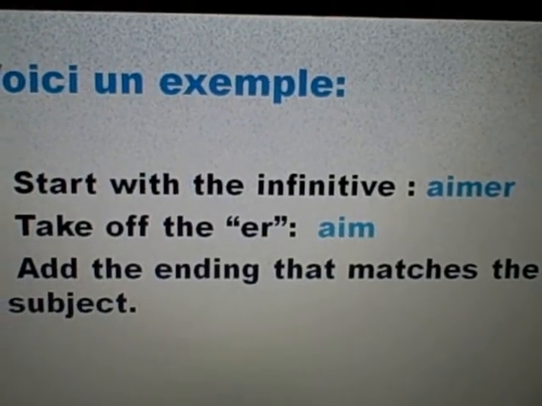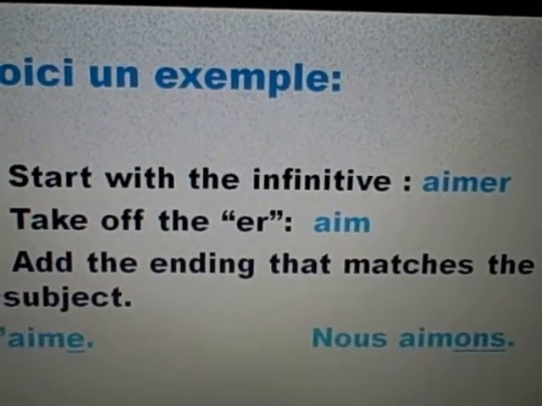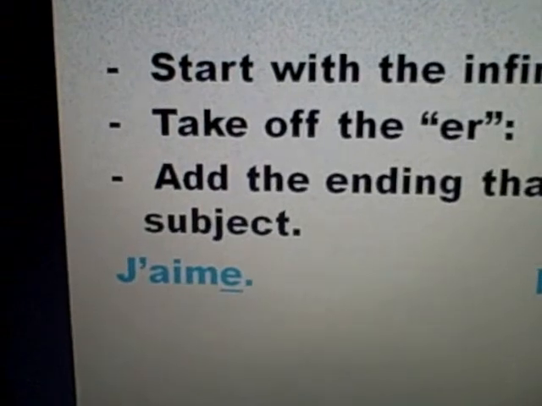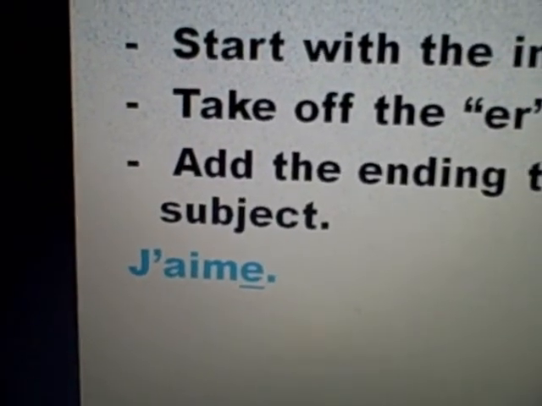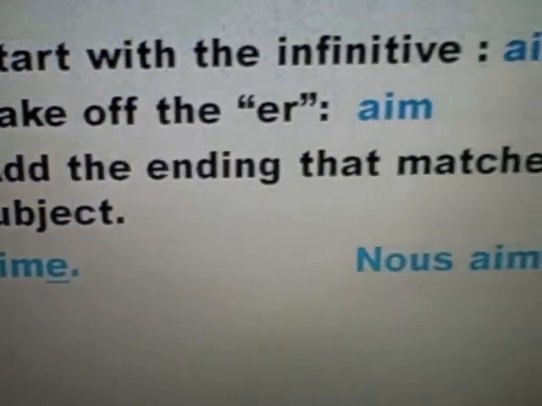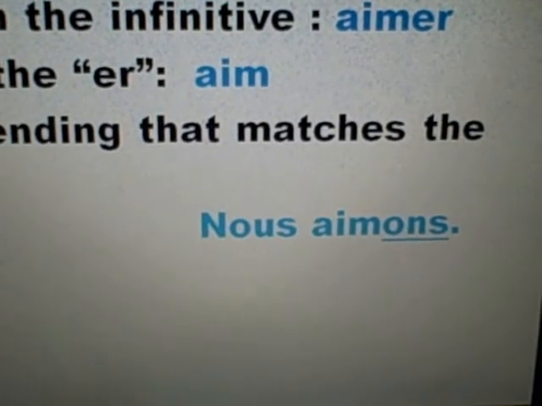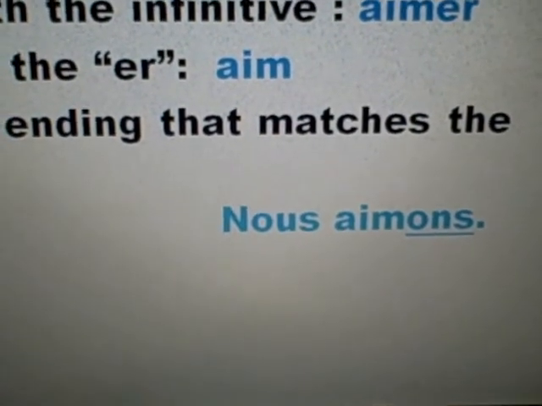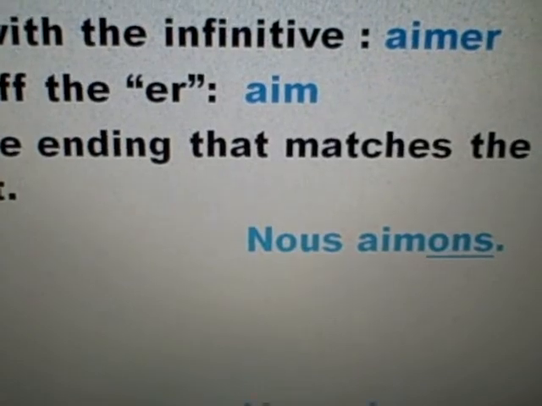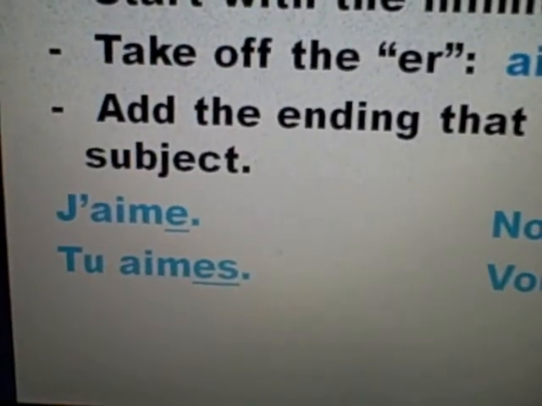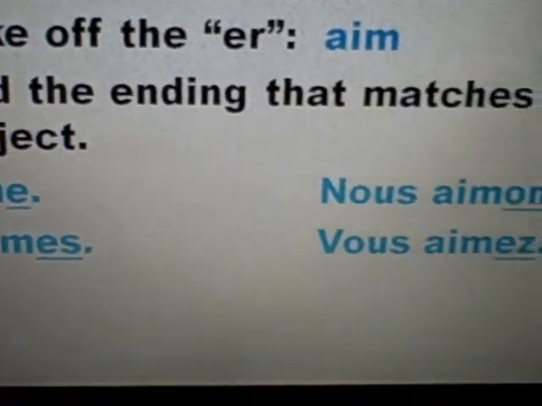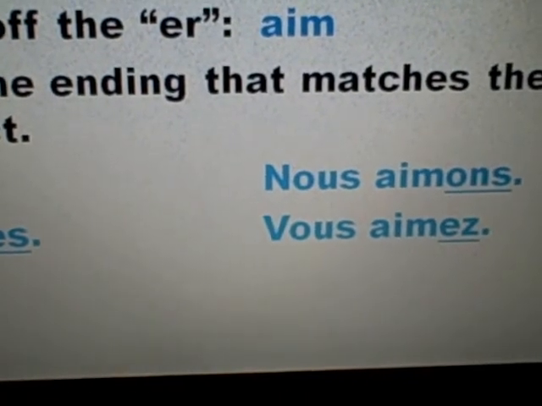Then we add the ending that matches the subject. So, if your subject was je, you would say j'aime with just an E ending. If your subject is nous, we would add an ONS ending. If your subject was tu, you'd add the ES ending. If it was vous, you'd add an EZ ending.